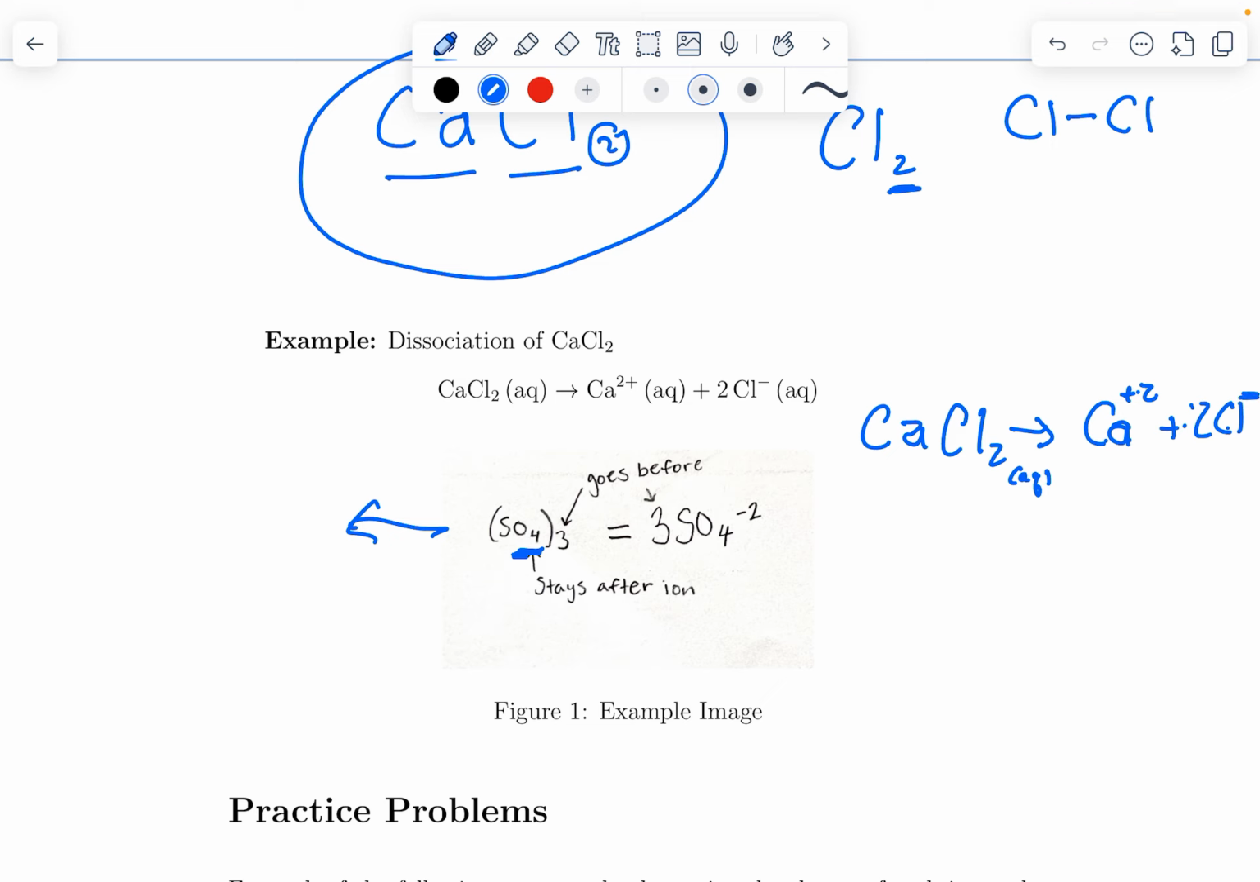There's 2 ways I can figure out the fact that this is -1. Because calcium is plus 2, and there's 2 chlorines, I need these charges to cancel out.